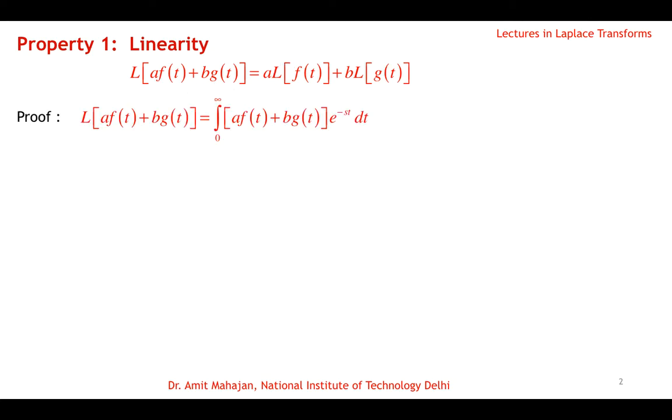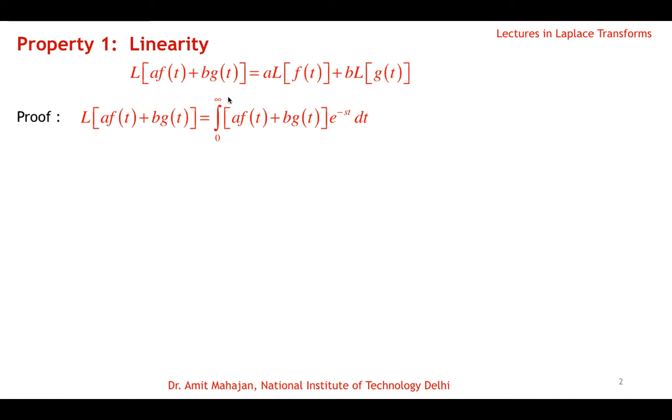Okay, so the proof of this is very simple. We start with the left hand side, the Laplace of this function, by definition Laplace of any function. So here a times f(t) plus b times g(t) is one function. So Laplace of this is the integral 0 to infinity of the function times e raised to power minus st dt. Here a and b are constants.